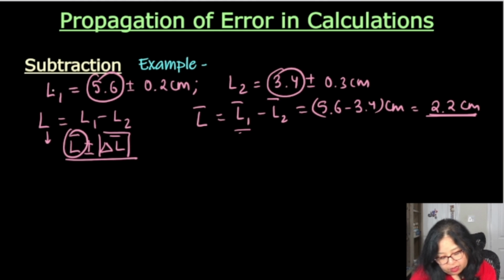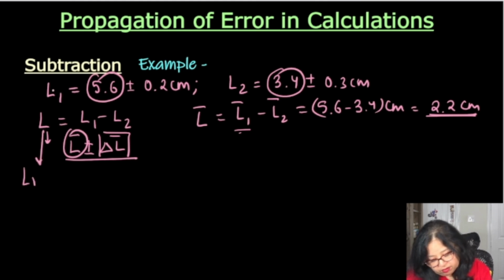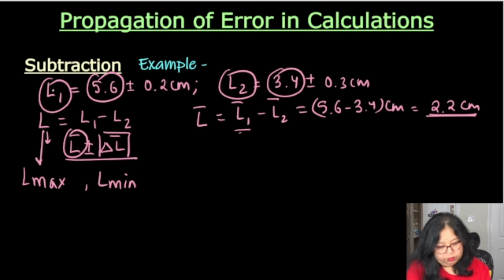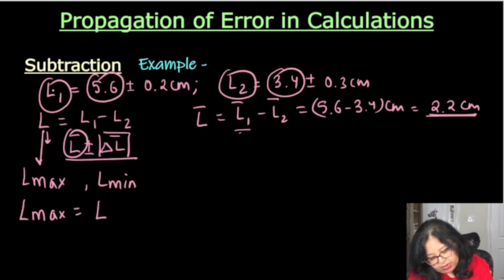What is this delta L bar? To find out delta L bar, we're again going to look at the maximum value of this L minus the minimum value of L, where this is L1 and this is L2. So to get L max, we need the maximum value of L1 and the minimum value of L2.